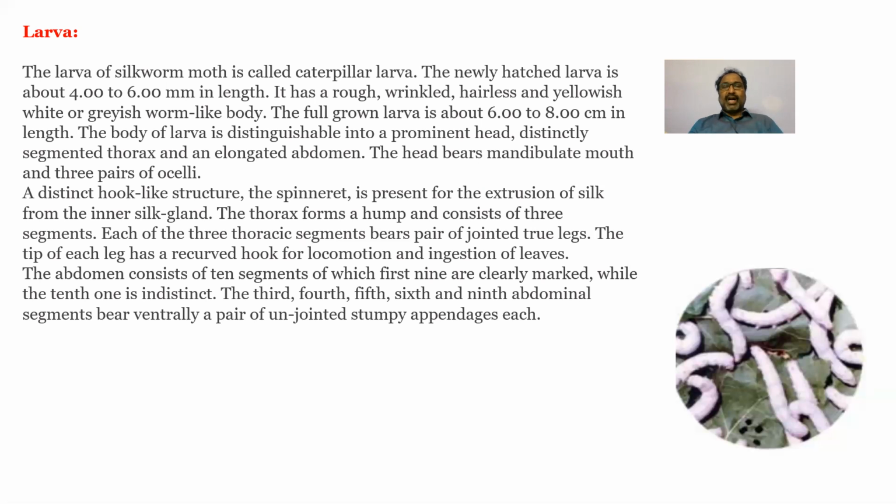The thorax forms the hump and consists of 3 segments. Each of these 3 thoracic segments bears a pair of jointed true legs. One leg comes out of each segment, so 3 pairs of legs will come out of the thorax.